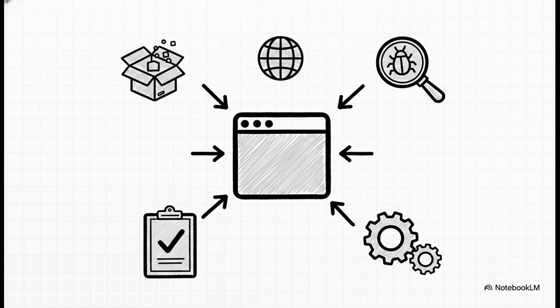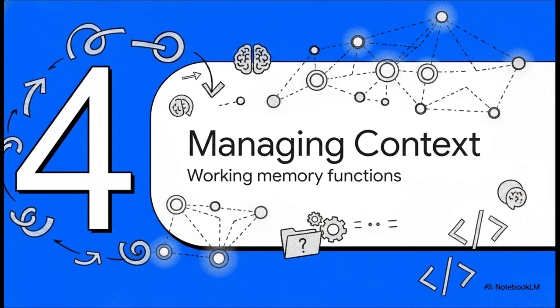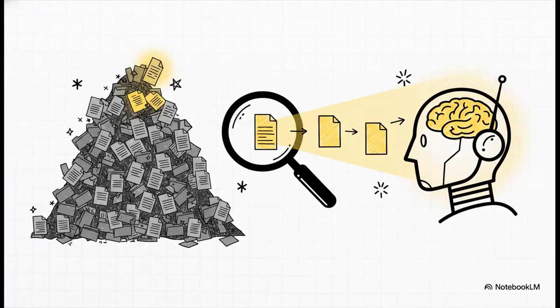Section 4. Managing context and how the working memory functions. You can think of the context window as Claude's working memory. Now, let's be real here. We all know that dumping an entire 10-year-old enterprise mono repo blindly into an LLM prompt is a recipe for absolute chaos and hallucinations. And this is exactly where the agentic aspect shines.